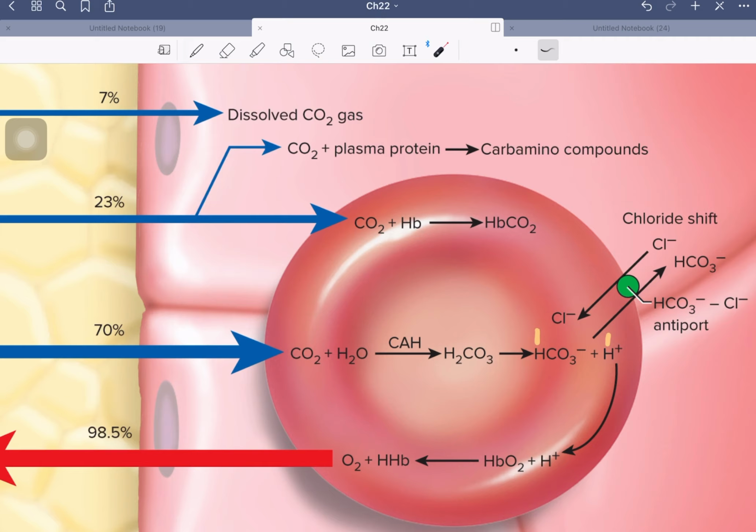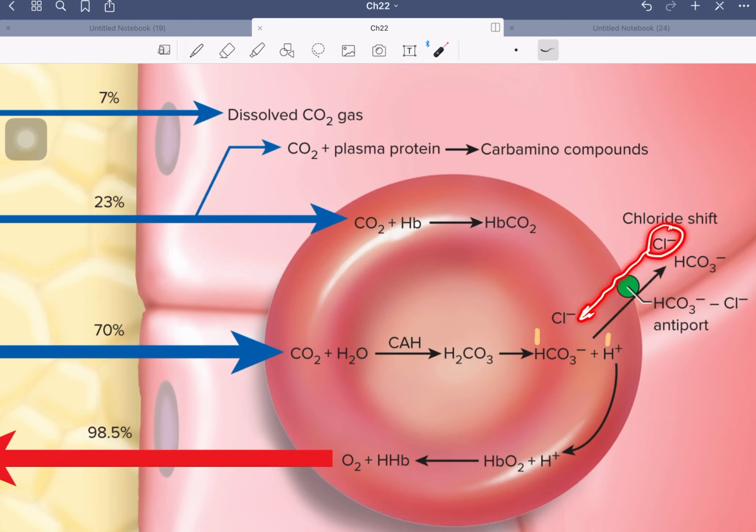So what happens is the bicarbonate is transported out of the red blood cell. Now the type of transporter is an antiport. And remember from our first course that the deal with an antiport is that when one thing moves out, something must move in. So it's a two-way opposite movement. So in this case, bicarbonate is moved out by the transport system and chloride is moved in.